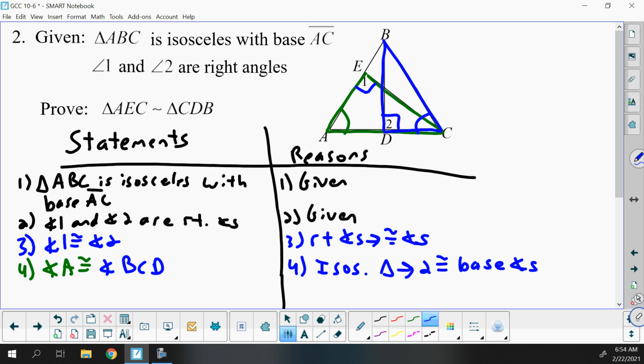Well, that now gives us two sets of angles congruent. So we can now say the triangles are similar. Make sure when you're saying similar, you don't do the congruent symbol by accident. Just do the one squiggly. And our reason, we've got the angle similarity postulate.